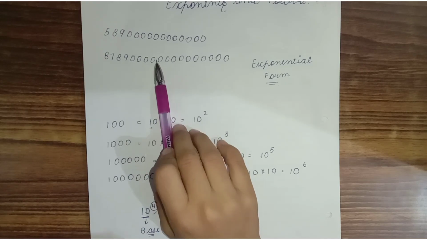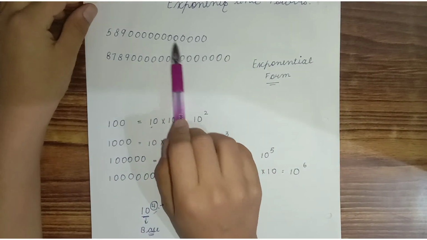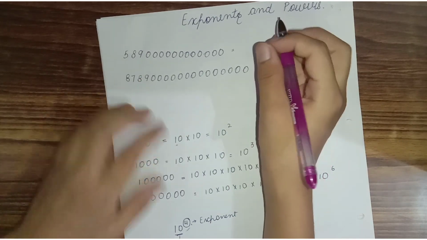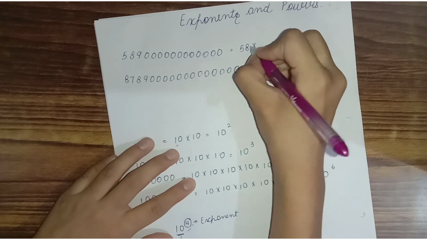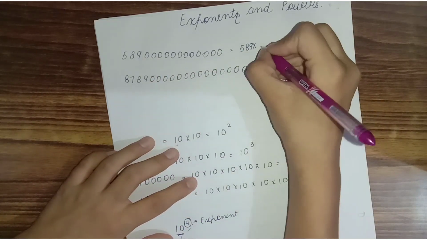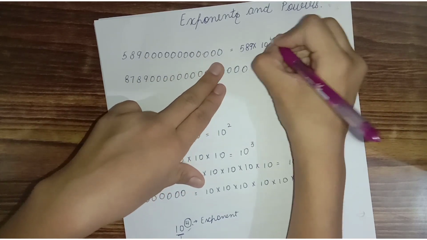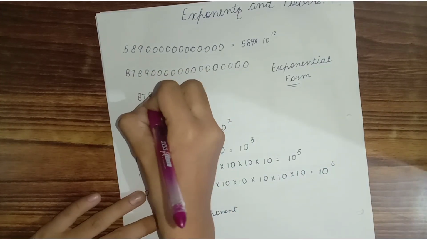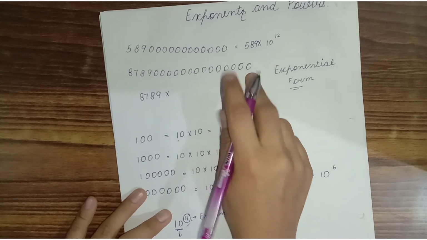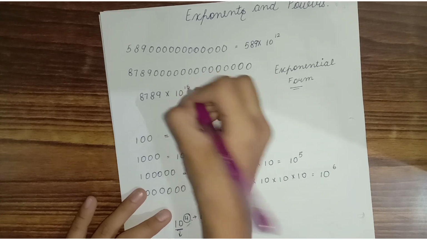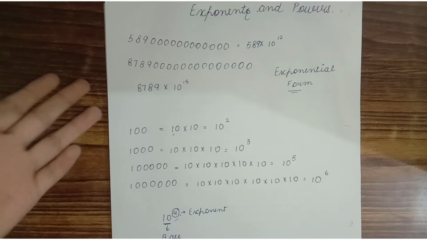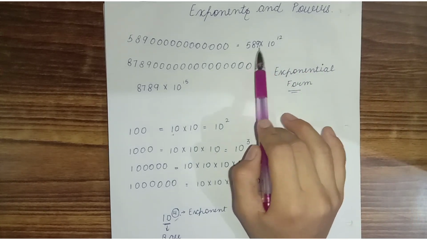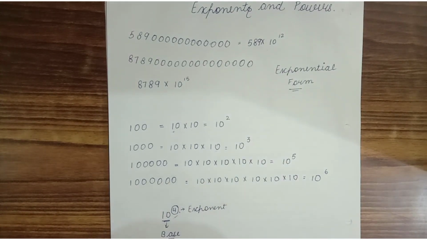And if we come to these numbers, how are exponents helpful here? We can write them also in exponential form. How will we write it? It's 589, so we will take 589 into 10 raised to the power, how many zeros are there? These zeros are 12. So I will write 10 raised to the power 12. And this number can be written as 8789 multiplied by 10 raised to the power 15, as there are 15 zeros. So exponents are also helpful in such huge numbers. Now it is very easy to read them in exponential form. 589 into 10 raised to the power 12. We can read it like this now.